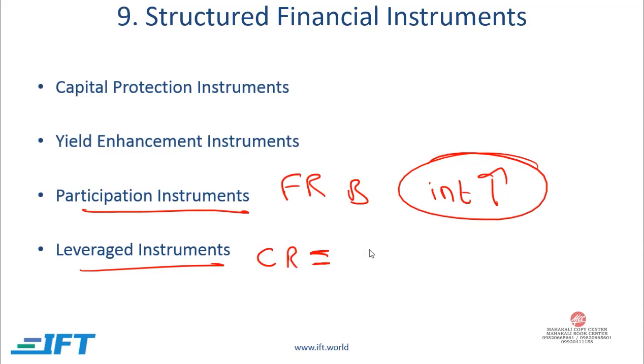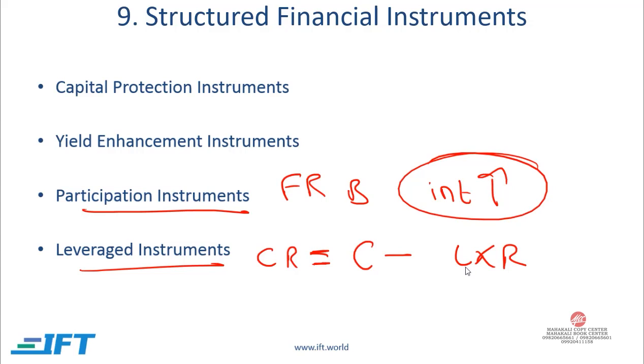It is C minus L times R. C is the maximum possible coupon rate possible. R is the reference rate, and L is the coupon leverage.